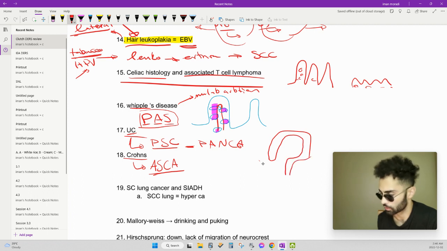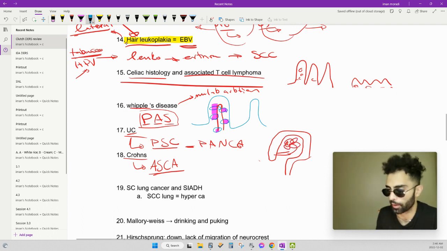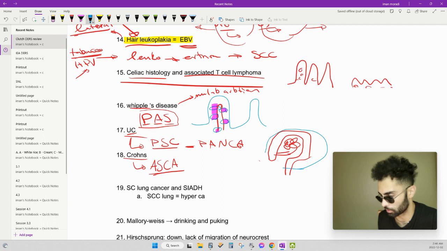Ulcerative colitis starts here, works all the way up, and it stops at the cecum. We have the small intestine here that does whatever small intestine does. It's important to know that ulcerative colitis always starts here and works its way up until this is as far as it goes.